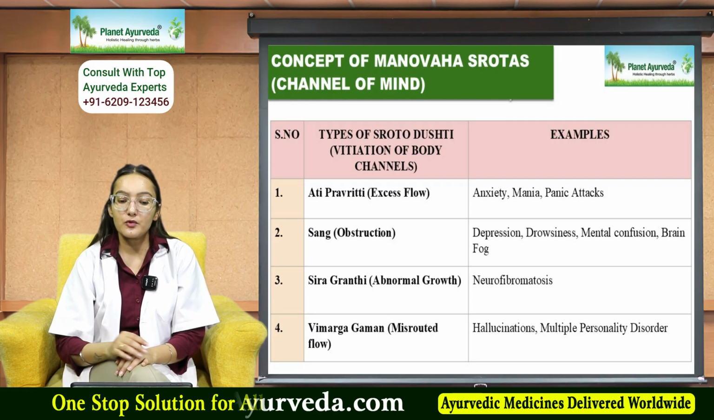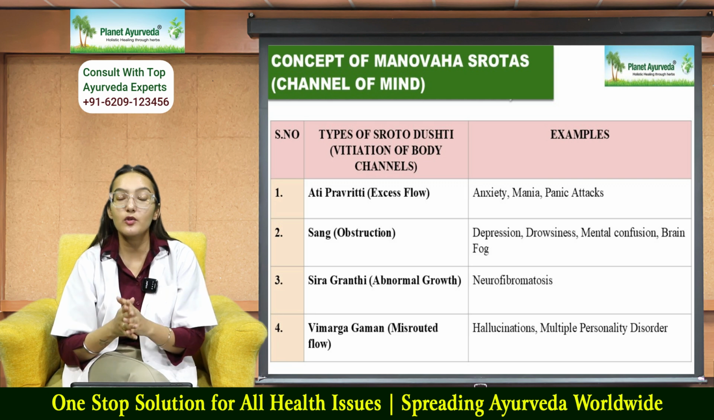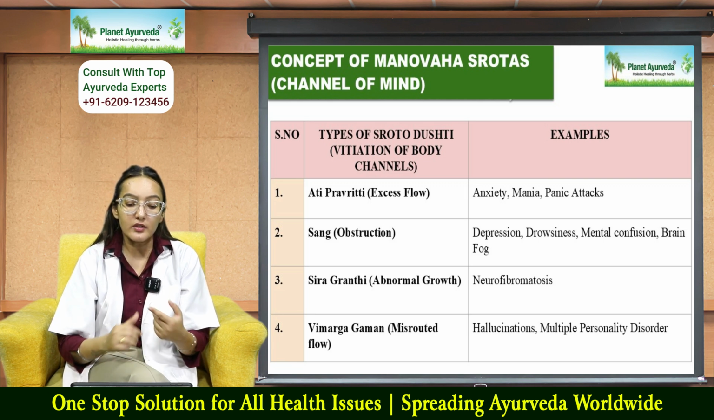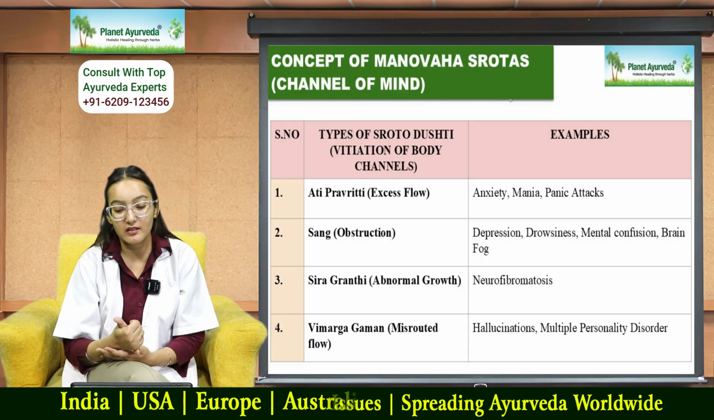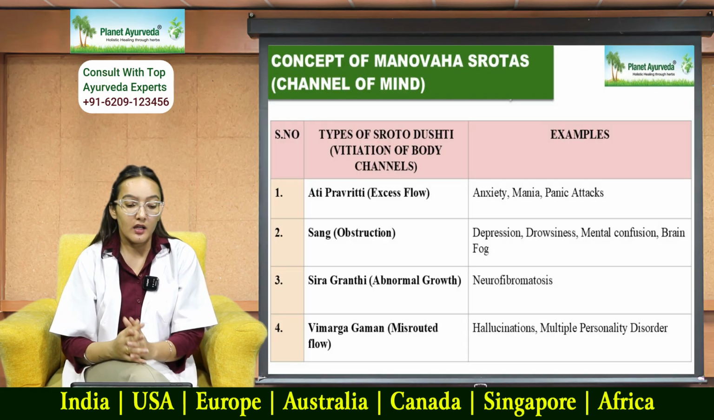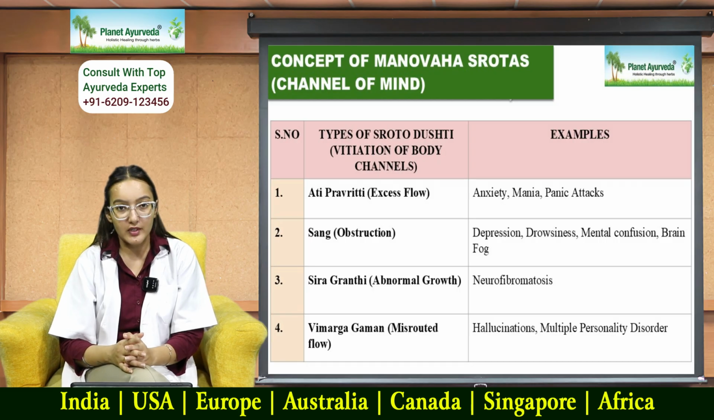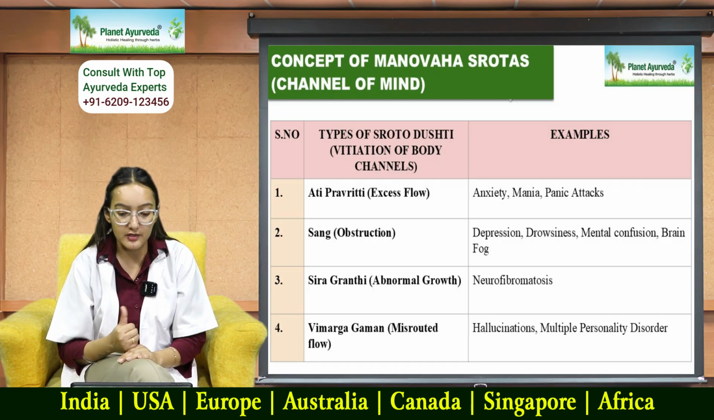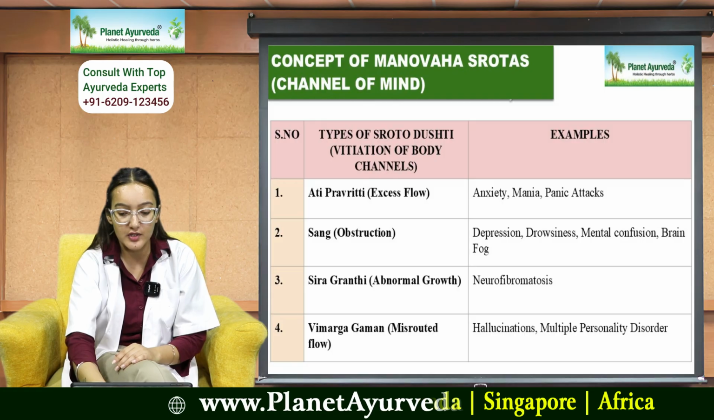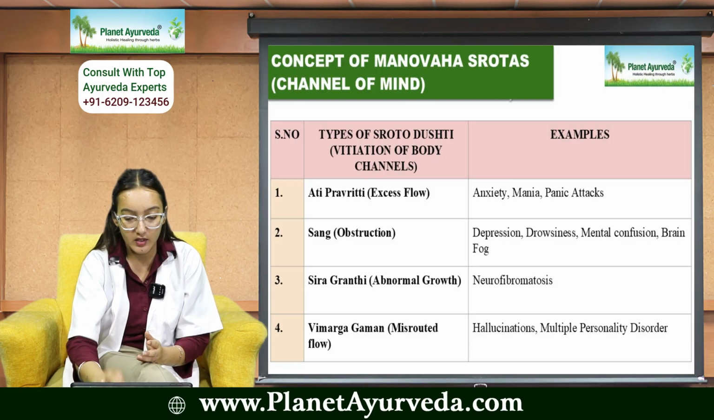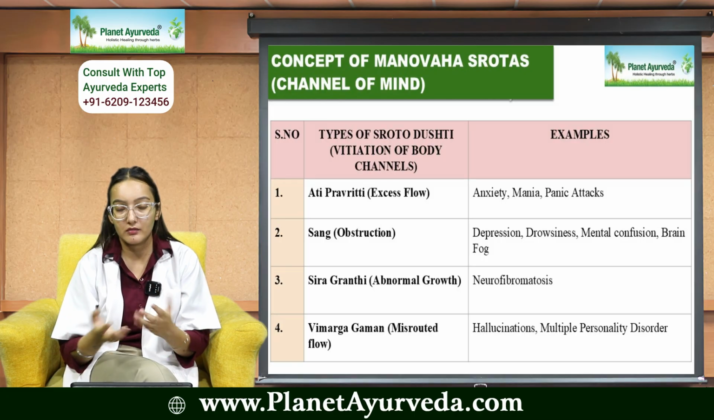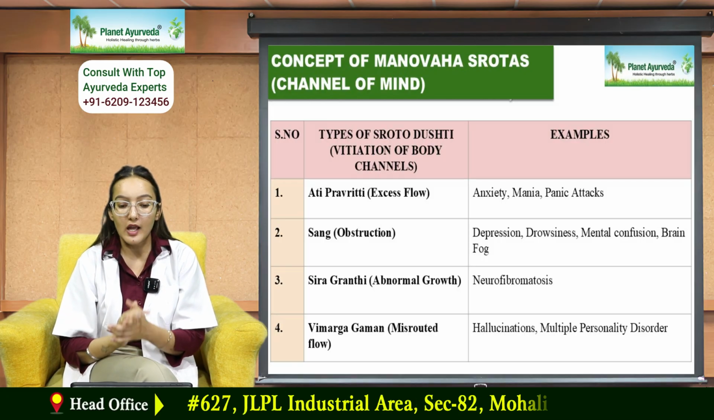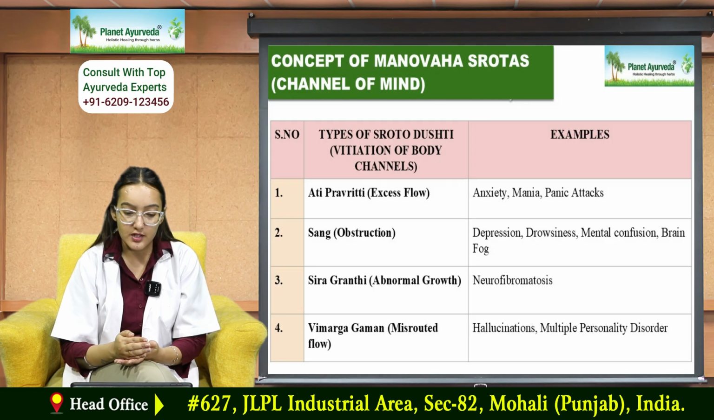Then comes type of Srotadushti, vitiation of body channel related to the Manovaha Srotasa. Whenever there is excessive flow, the person will be anxious, there will be mania, there will be panic attacks. Then comes Sangha or obstruction. Whenever there is obstruction, the person may experience depression, drowsiness, mental confusion, brain fog, etc. Somebody is not understanding what's going on by their side. So this happens whenever there is obstruction of these channels.